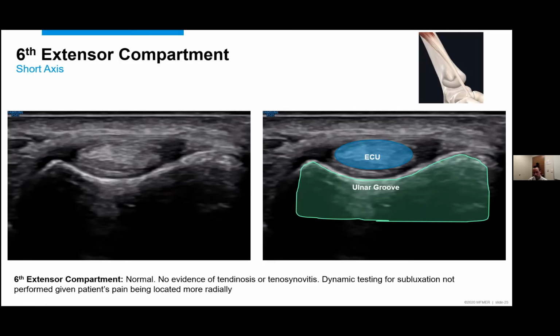We didn't do that because this was a case of dorsal radial wrist pain, so we just got the static image of it. For the sixth extensor compartment, it was again normal, no evidence of tendinosis or tenosynovitis. And we did not do dynamic testing, given the patient's location of pain being located more radially.